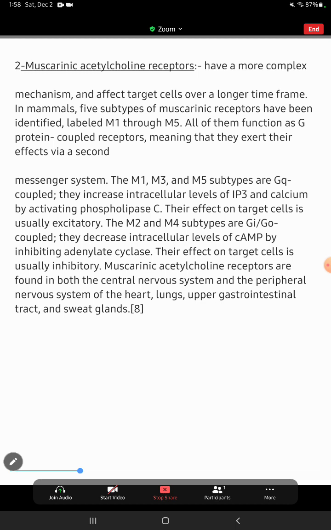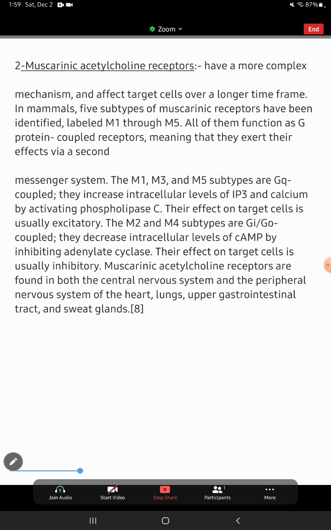The M1, M3 and M5 subtypes are Gq coupled. They increase the intracellular level of IP3 and calcium by activating phospholipase C. Their effect on the target cell is usually excitatory. The M2 and M4 subtypes are Gi and Go coupled. They decrease the intracellular level of cAMP by acting on the enzyme adenylate cyclase. It is basically an enzyme used for this process. Their effect on the target cell is usually inhibitory.